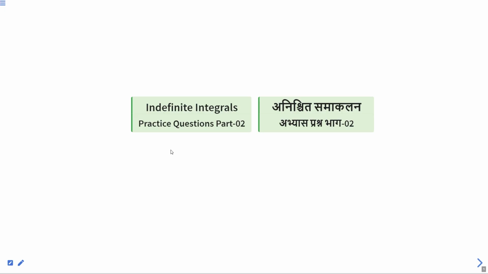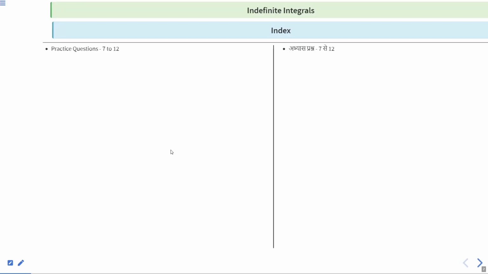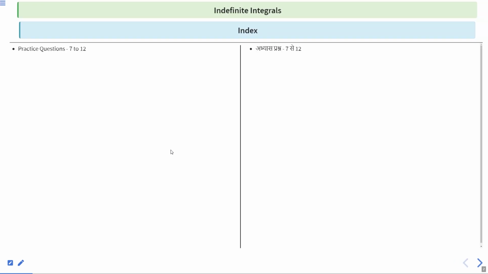Hello everyone. In today's lecture, we will do some more practice questions based on indefinite integrals. In the last lecture, we had covered till question number 6. So in today's lecture, we will start from question number 7 and we will go till 12.